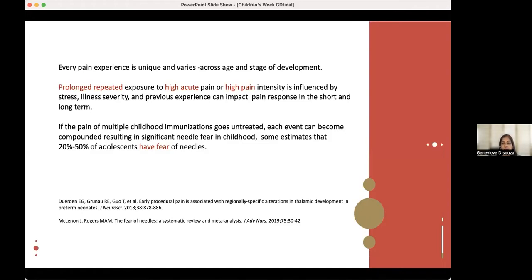And even young adults or older adults can have fear of needles. We very frequently hear, even in our own practice, of young adults who fear going to the dentist because they fear needles, which comes from having this irrational fear of immunizations as children because they were never taken seriously, that they were scared of immunizations. And so early procedural pain is associated with regionally specific alterations in thalamic development. And this is well described in the 2 papers listed in this study below.